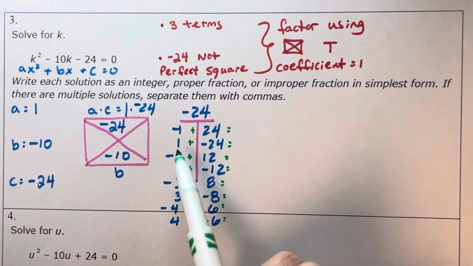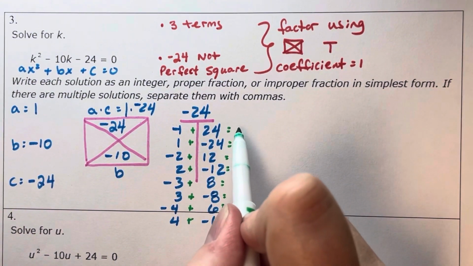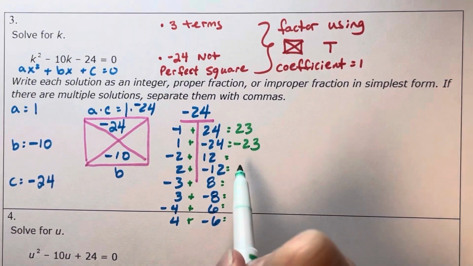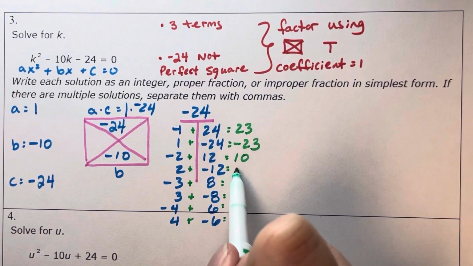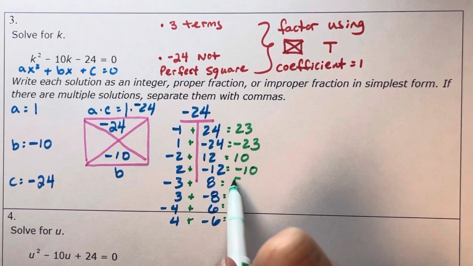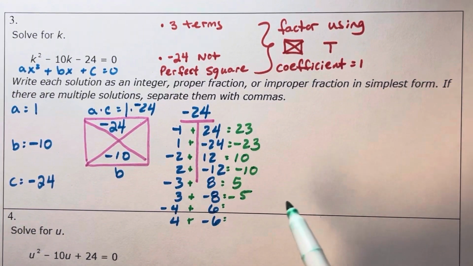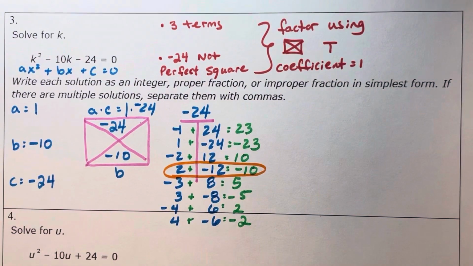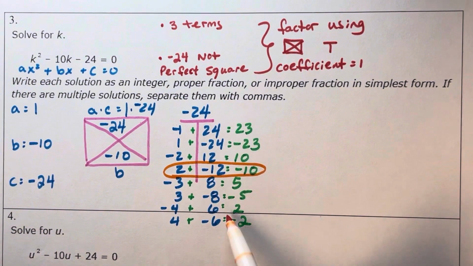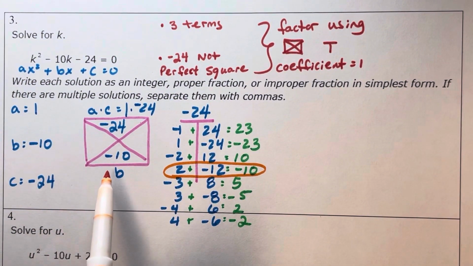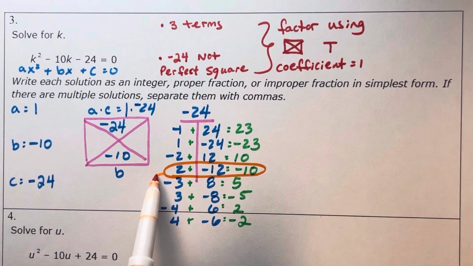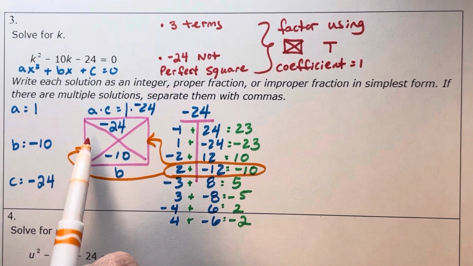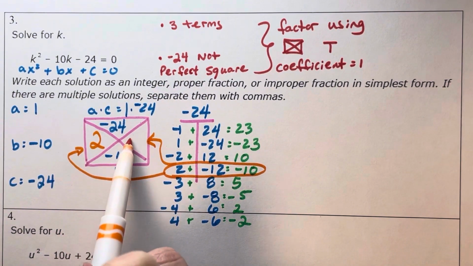Looking for the sums of each of our pair of factors, we find a positive 23, a negative 23, a positive 10, a negative 10, a positive 5, a negative 5, a positive 2, and a negative 2. Be really careful here with all of your positives and negatives because we need a negative 10 and it's easy to mess these up. So just be careful and go slow, finding that our left and right wings are a 2 and negative 12.